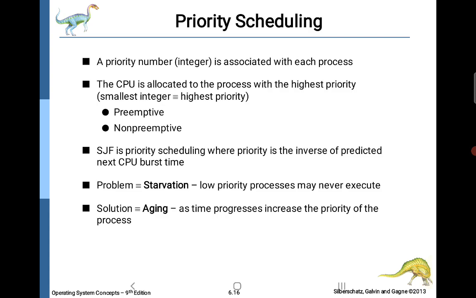We can look into shortest job first as a priority algorithm if we consider that the priority is given by the time of execution. The problem with priority scheduling is that processes with low priority will not be allowed in the CPU and will be waiting for long times, causing them to starve. We call this starvation.